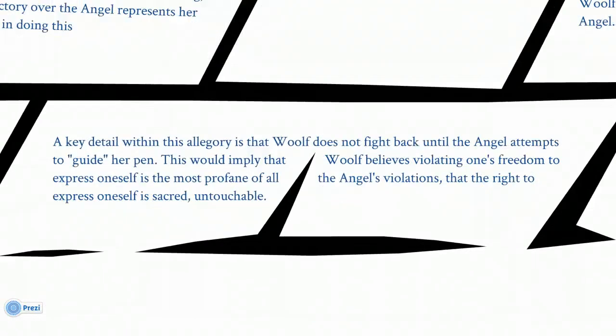All right. Let's look at some of the key details within that allegory. What I noticed in the paper is one interesting detail: Woolf does not fight back against the angel until the angel attempts to, quote, guide her pen. This would imply that Woolf believes violating one's freedom to express oneself is the most profane of all the angel's violations, that the right to express oneself is sacred and should be untouchable.